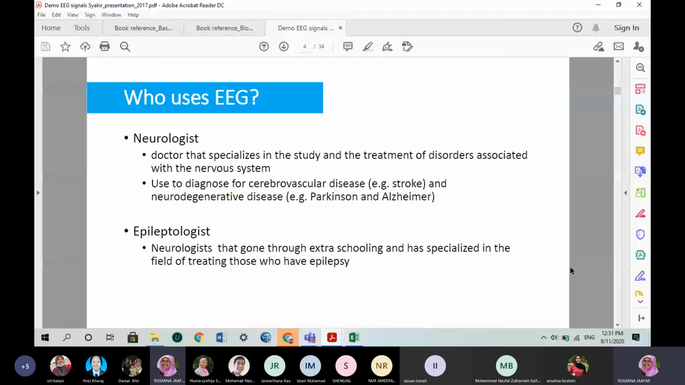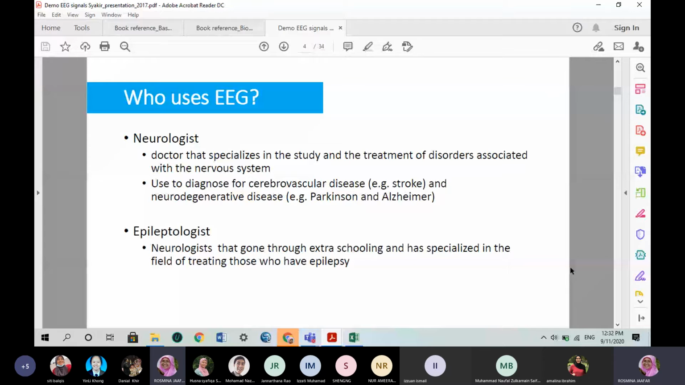Or they deal with people with Parkinson's and Alzheimer's disease, which are neurodegenerative diseases. Parkinson's disease is when a certain part of the brain is affected, menyebabkan orang tu akan menggigil-gigil untuk certain time. Dia tak boleh kawal muscle dia. So they will look at the EEG and identify which part, and they can do appropriate intervention to help the people with Parkinson's disease.